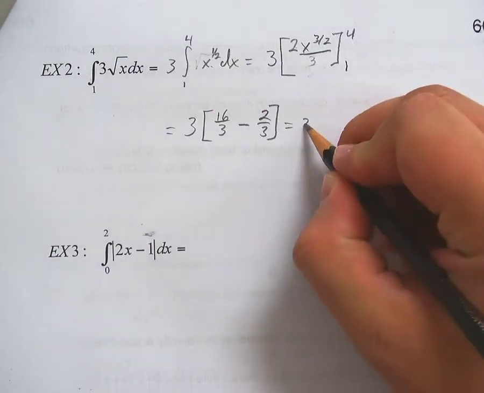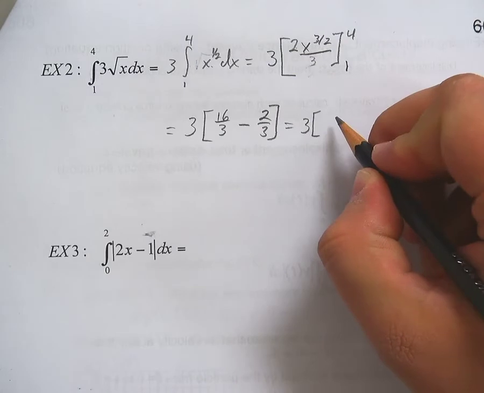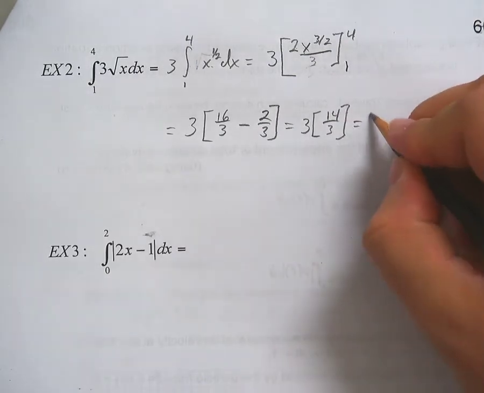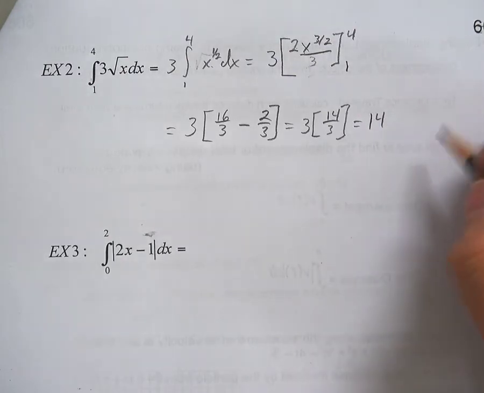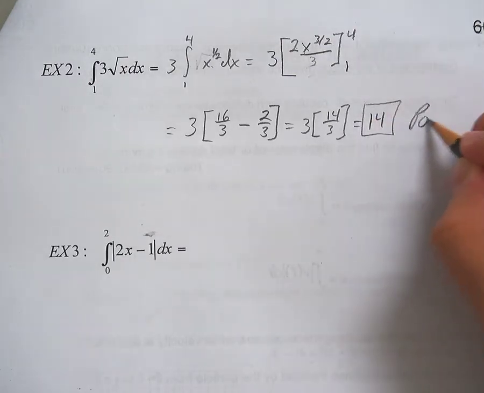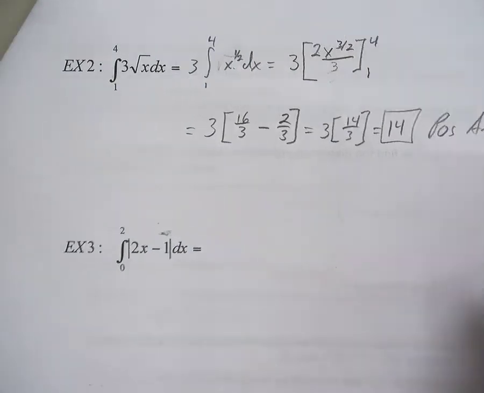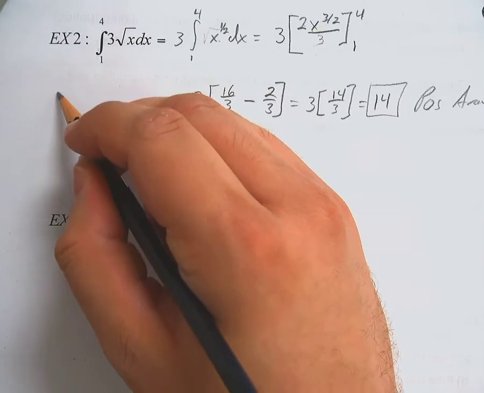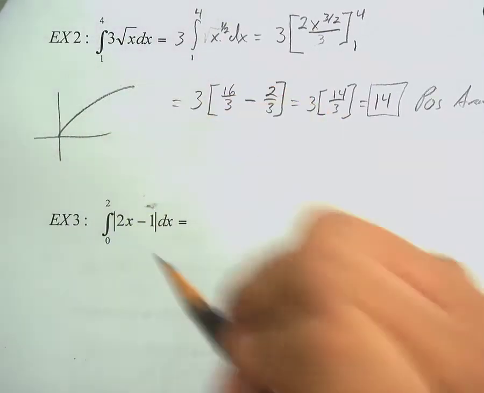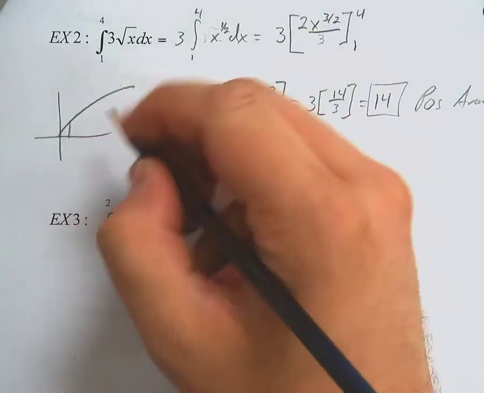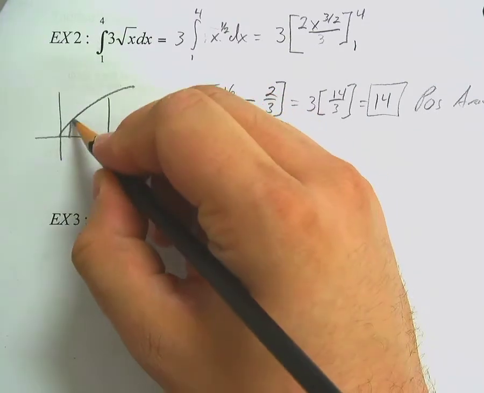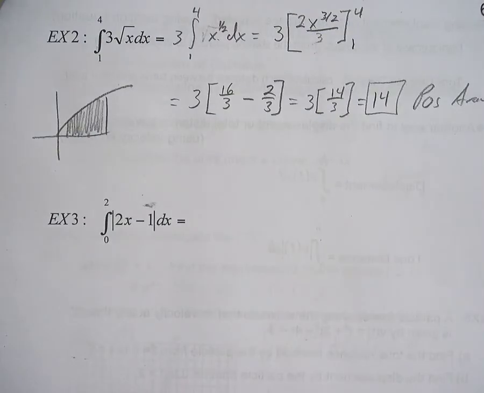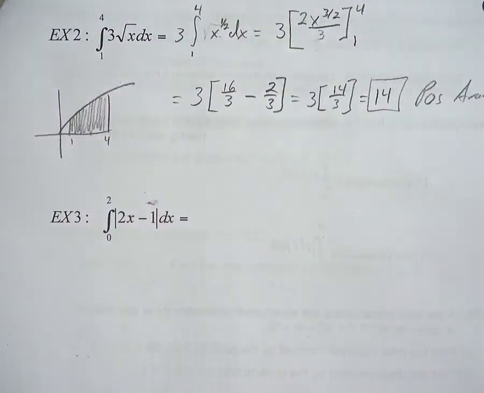Which is 3 times 14 over 3, which is 14. And notice that gave me a positive area. I'd like you to check that with your calculator and make sure that your area is positive. What you actually get with this is a square root function from 1 to 4. So you should end up with a positive area. 1 to 4.